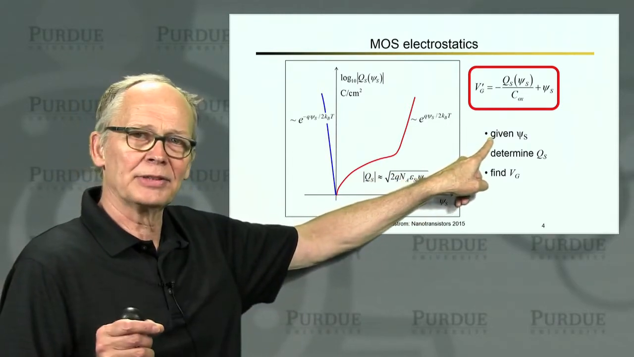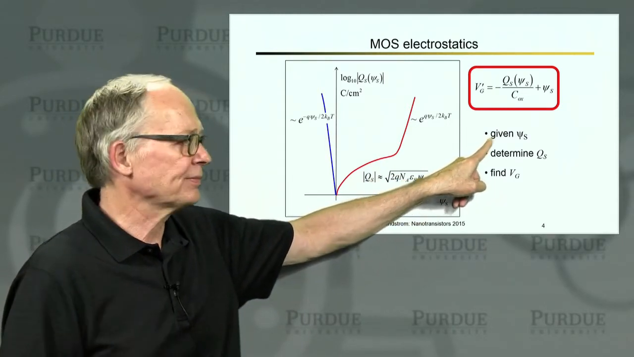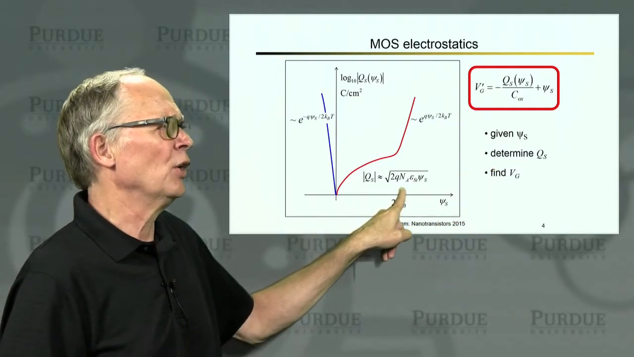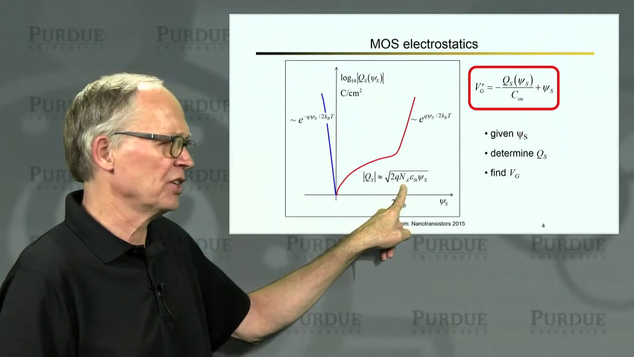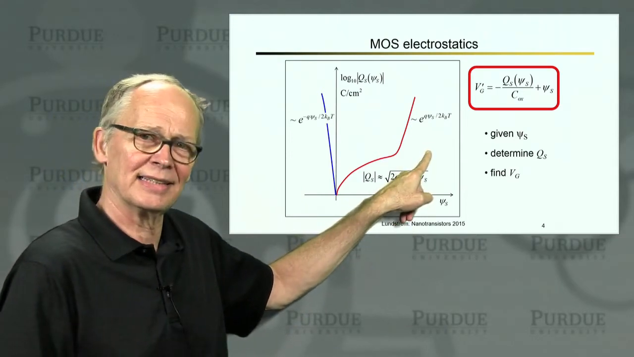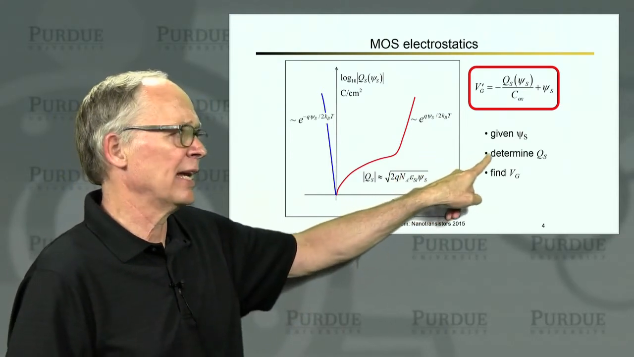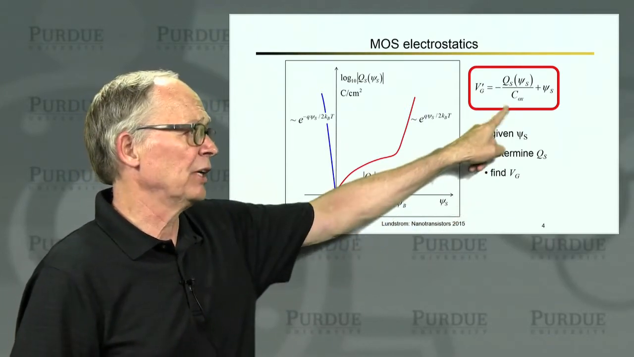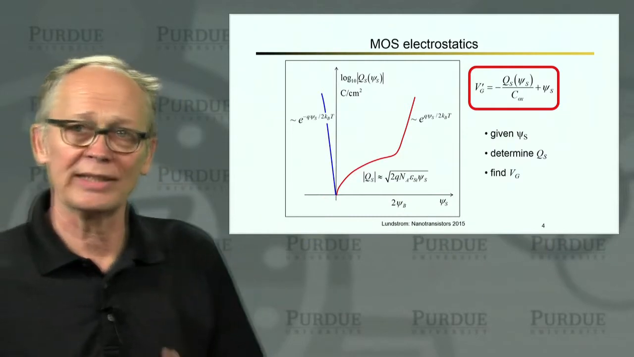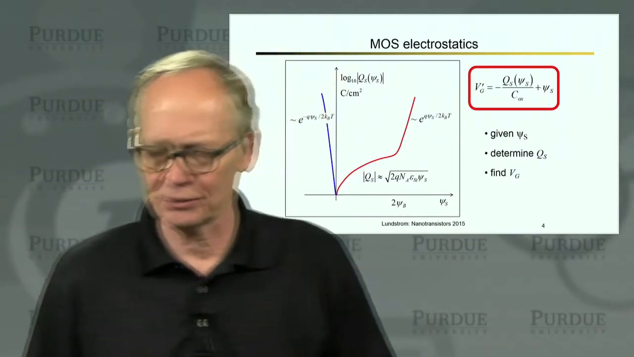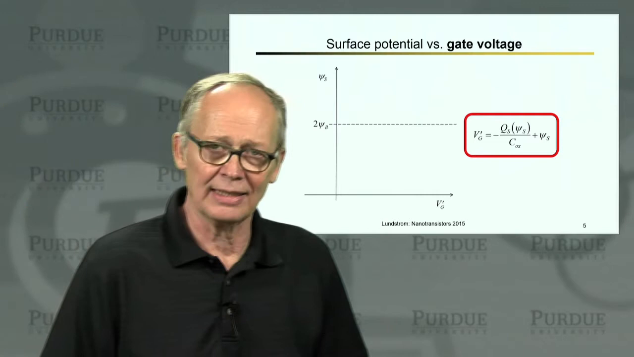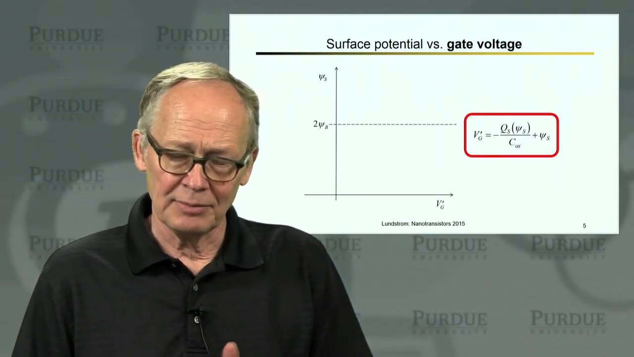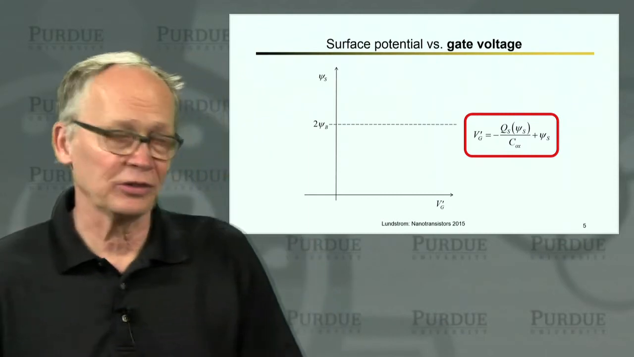If I give you a surface potential, say 1/2 volt, you can deduce what the charge in the semiconductor is. We know how to do that if we're in depletion. If we're not in depletion, we'll have to discuss that in the next couple of lectures, but we can in principle always deduce what the charge in the semiconductor is. And then we can use this expression to find what gate voltage produced that surface potential. So that allows us to very easily, for example, make a plot of surface potential versus gate voltage.